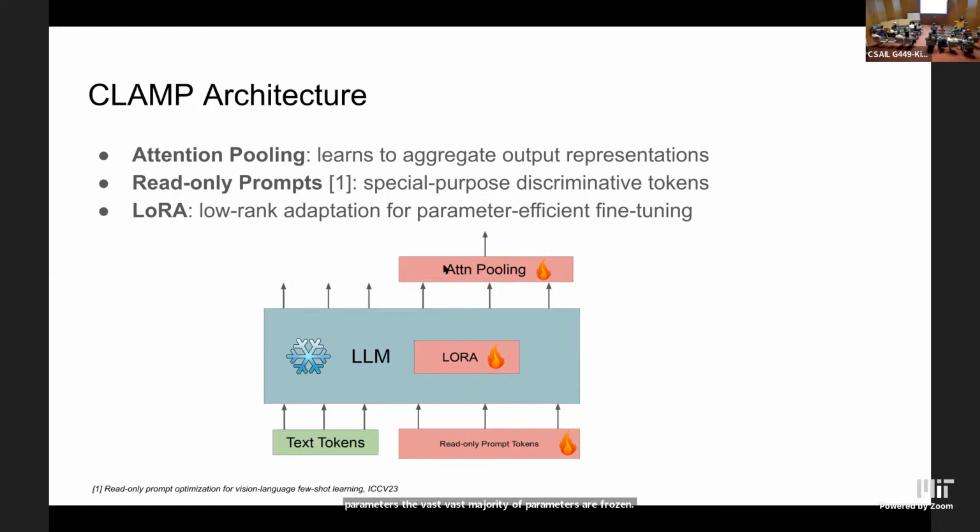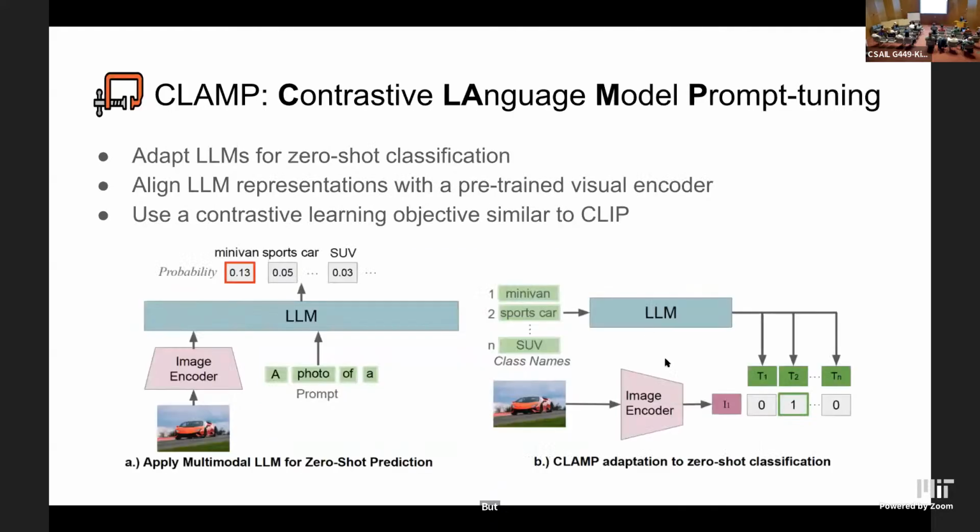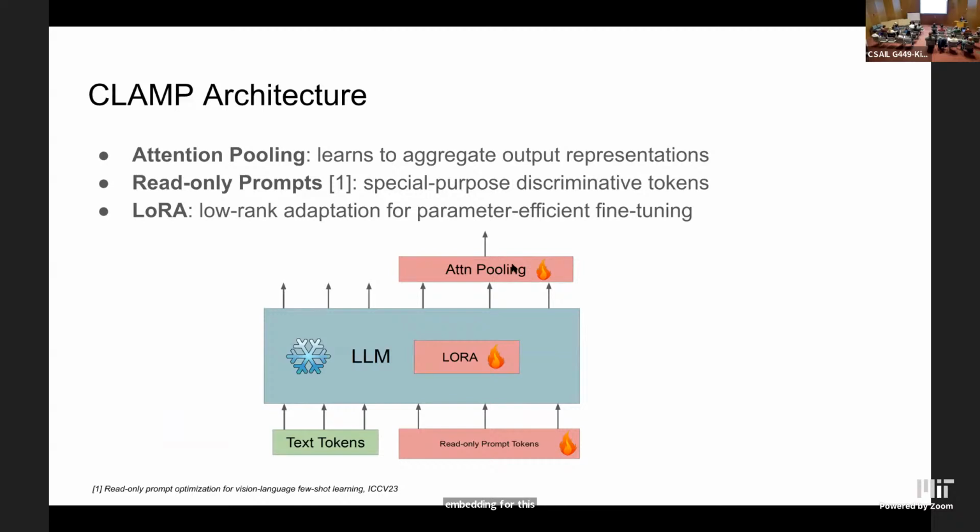First of all, we're updating attention pooling because we need to combine information across all the words in the input to generate a single embedding for this contrastive loss. To do that, we need to train a pooling layer that combines the embeddings of all the output tokens into a single embedding. The other thing we do is LoRA, which is low rank updates. So instead of fully updating the weights, we constrain those updates to be low rank. And I think we only update the attention heads as well. And finally, read-only prompts.